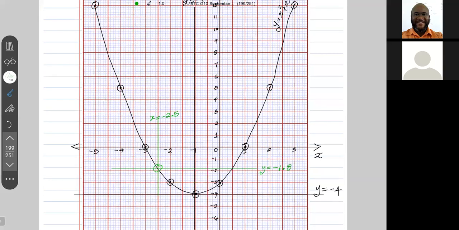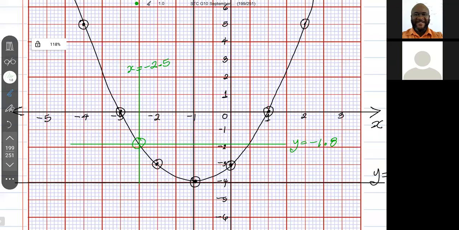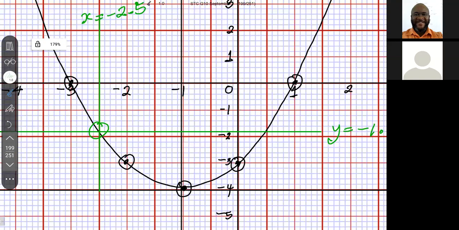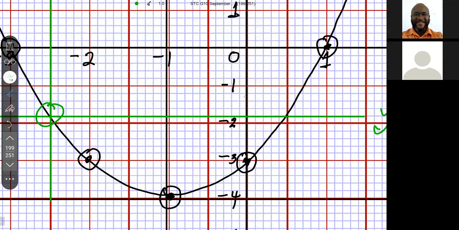Remember, these minor divisions are actually 0.2. All right, I'm a little perfectionist, you know. I'm going to bring this over, being the little perfectionist I am.